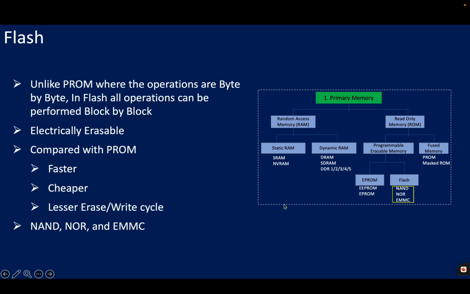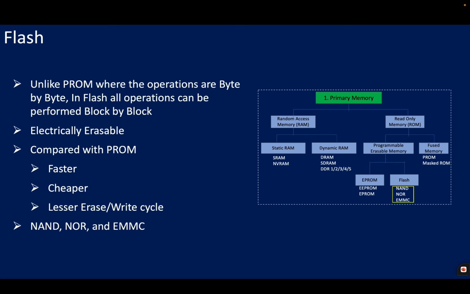Now, flash memory. Unlike PROM, where data is written byte by byte, flash memory allows operation to be done block by block, making it much faster. Another great thing, it is electrically erasable, so you can update it without removing the chip. Compared to PROM, flash is faster, cheaper, but it does have a lower number of erase write cycles. And when we talk about flash types, we usually come across NAND, NOR, and eMMC, each used for different storage applications in embedded systems.